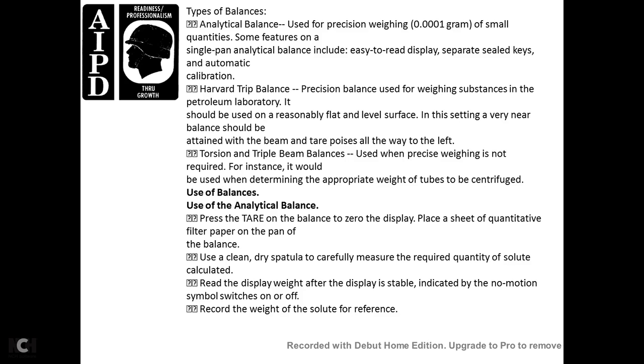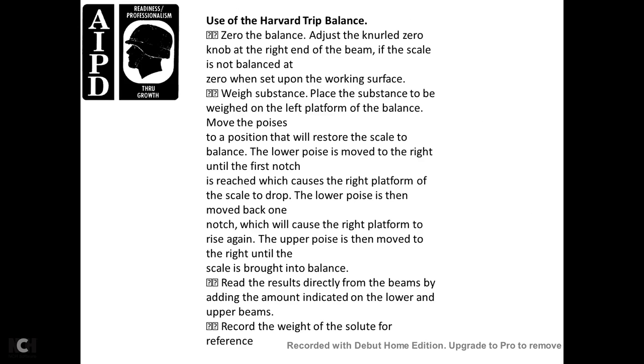Use of the balance, the analytical balance. Press the tare of the balance to zero the display. Place a sheet of quantitative filter paper on the pan of the balance. Use a clean, dry spatula to carefully measure the required quantity of solute calculated, and read the display weight after the display is stable, indicated with no motion symbol. Record the weight of the solute for reference.